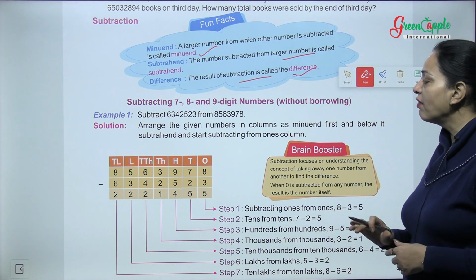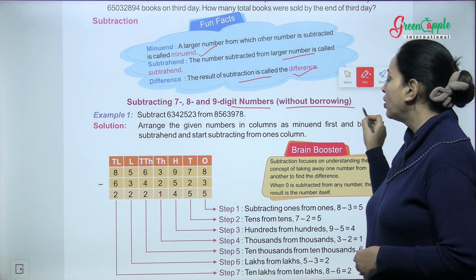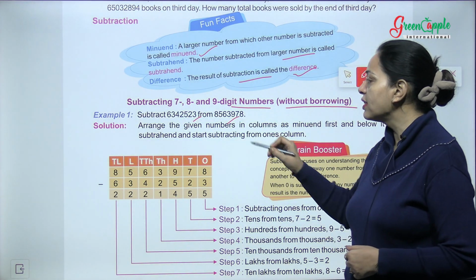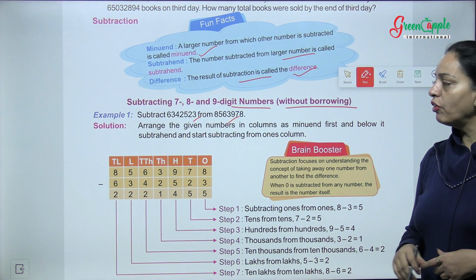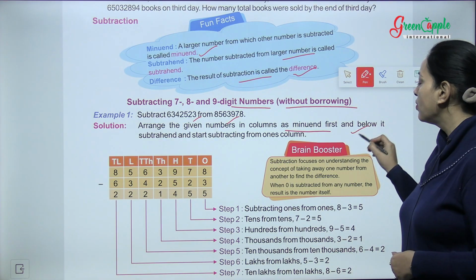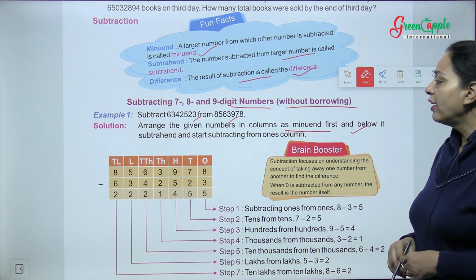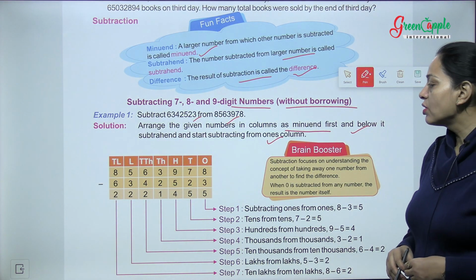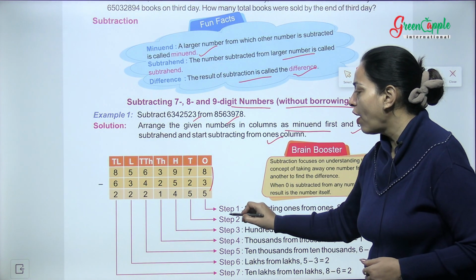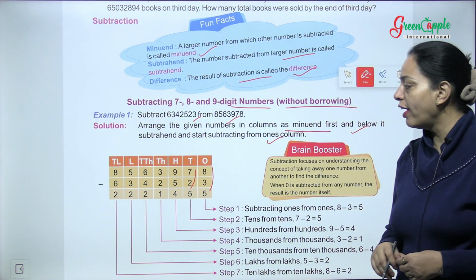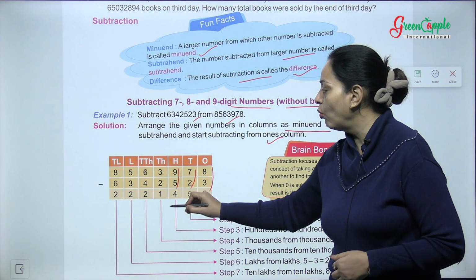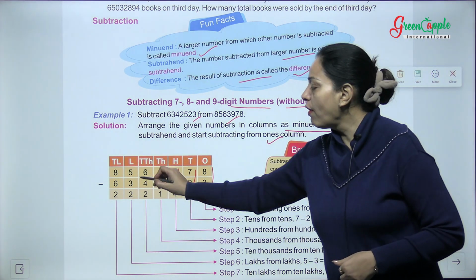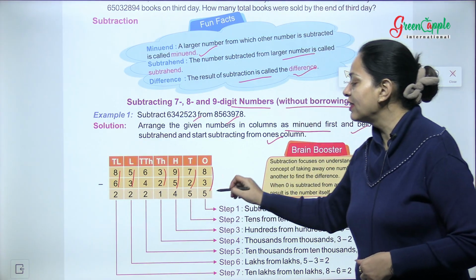Now subtracting 7, 8 and 9 digit numbers without borrowing. See example 1: subtract this number from this number. First arrange the given numbers in columns, the minuend first and below it the subtrahend, and now start subtracting from the ones column. So 8 minus 3, 5. 7 minus 2, 5. 9 minus 5, 4. 3 minus 2, 1. 6 minus 4, 2. 5 minus 3, 2. 8 minus 6, 2.